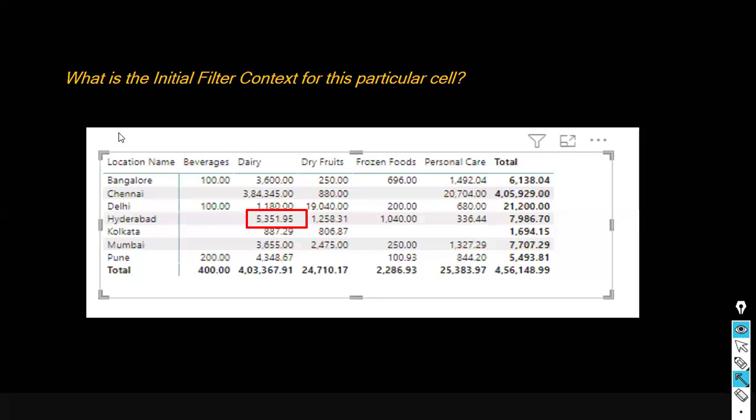So what is the location name here? This value is related to Hyderabad, right? Location name equal to Hyderabad. Row level filter is happening. Then the column level filter is also happening. So don't give me total sales in the Hyderabad location. Give me the total sales in the Hyderabad location, especially in the dairy category, right? So row level and column level filters happen behind the scenes. That is the reason why we are able to get this value.